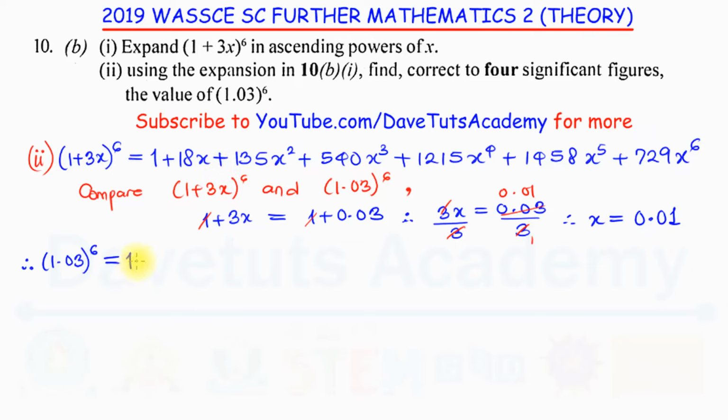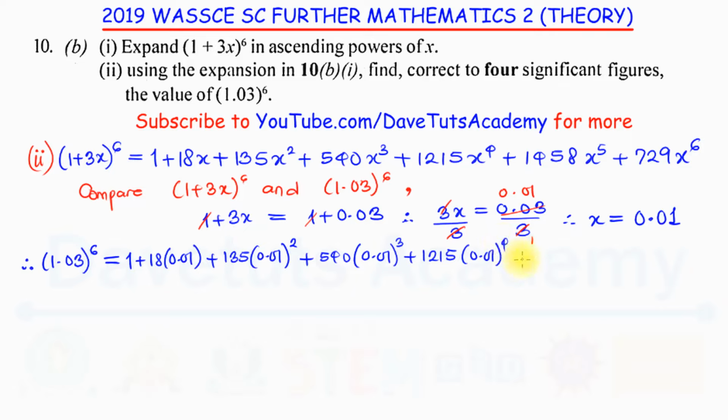So that will be 1 plus 18 times 0.01, plus 135 times 0.01 raised to the power 2, plus 540 times 0.01 raised to the power 3, plus 1215 times 0.01 raised to the power 4, plus 1458 multiplied by 0.01 raised to the power 5, and finally plus 729 multiplied by 0.01 raised to the power 6. This is the ideal way to go about carrying out this particular expression.